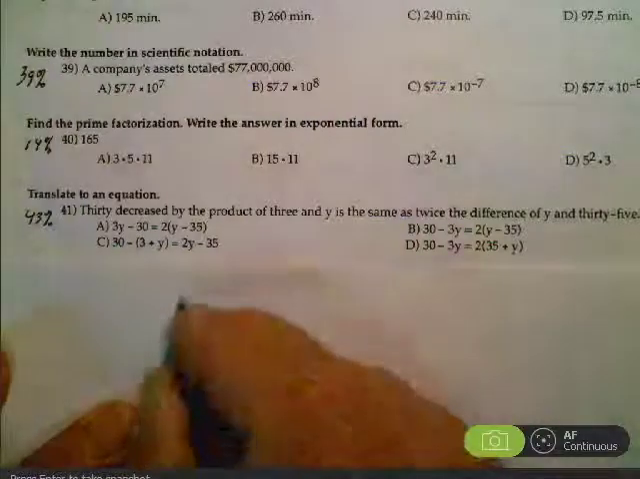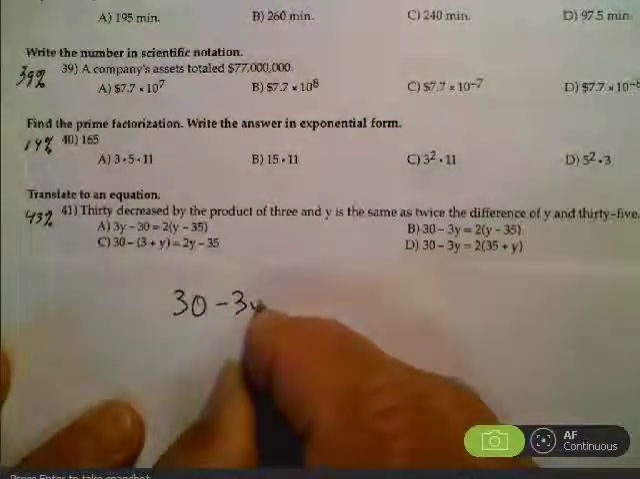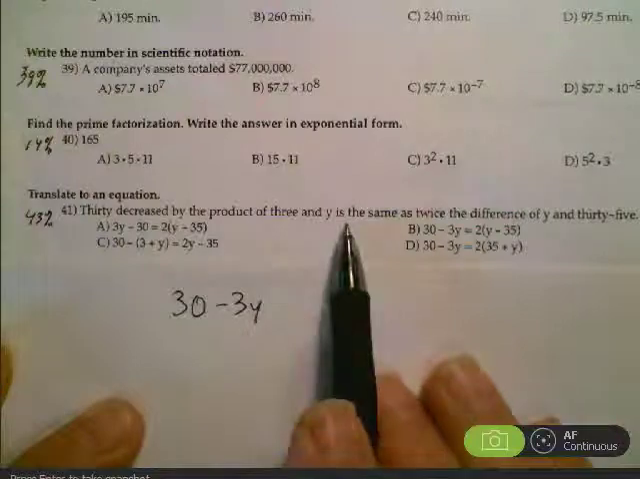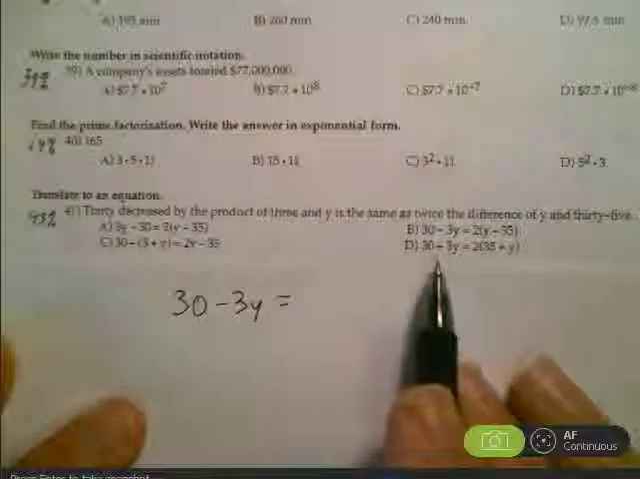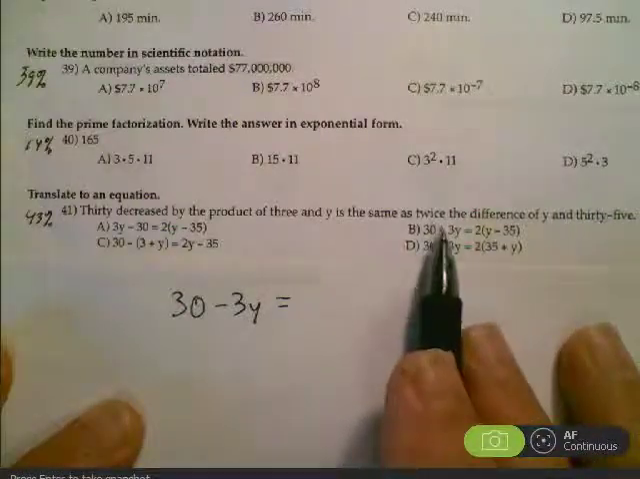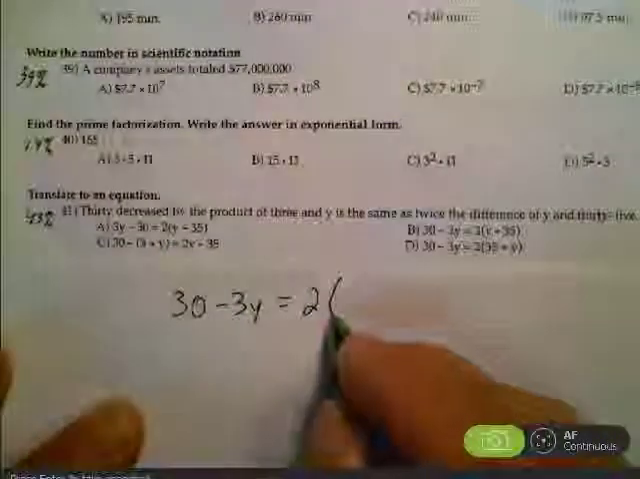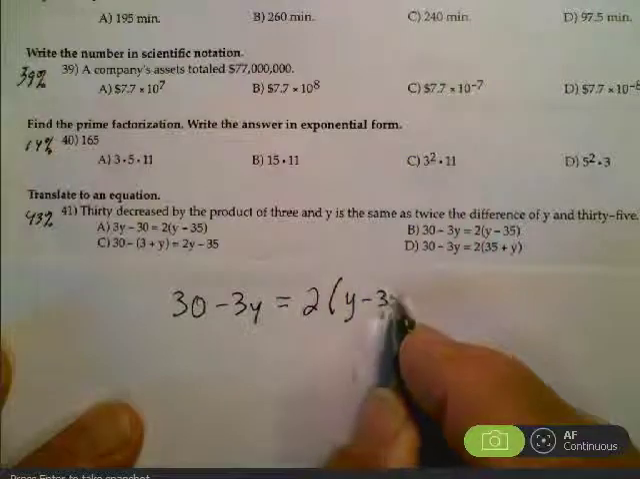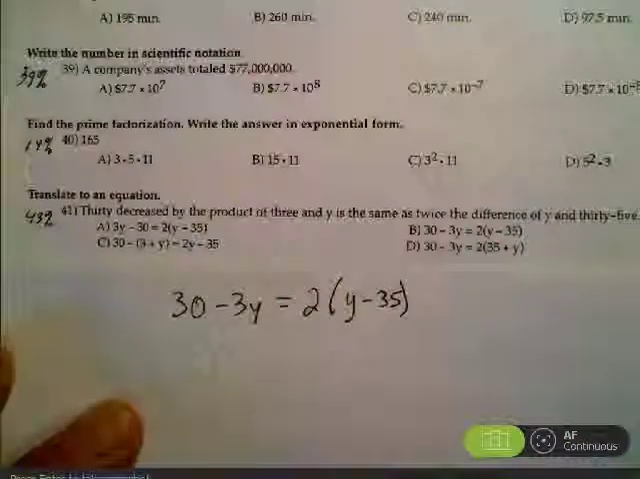So 30 decreased by 3y is twice the difference of y and 35. So twice the difference of y and 35. Oh well.